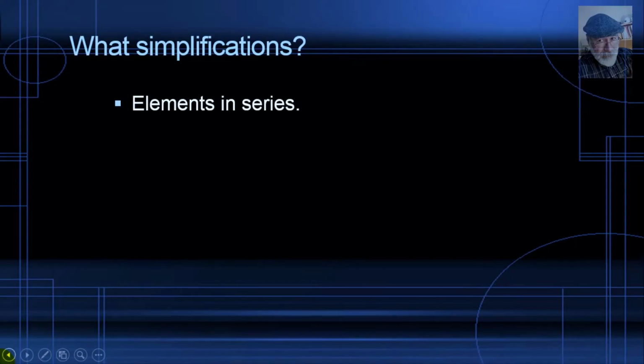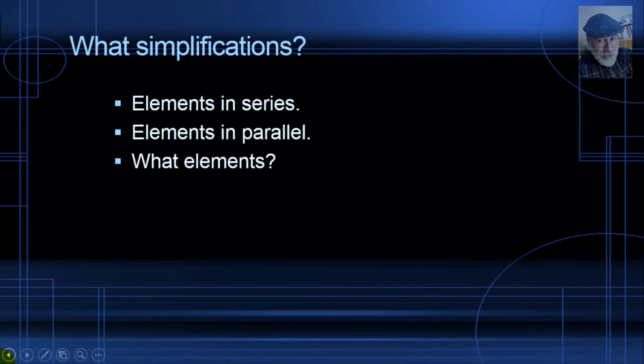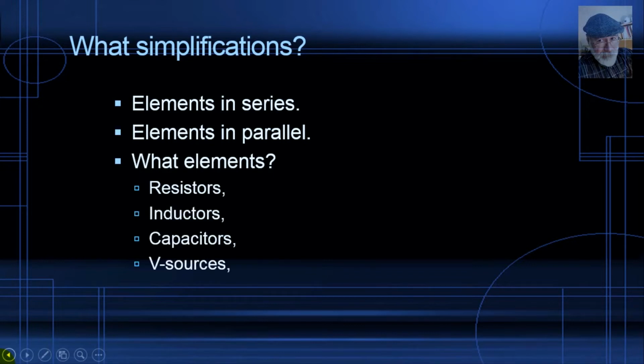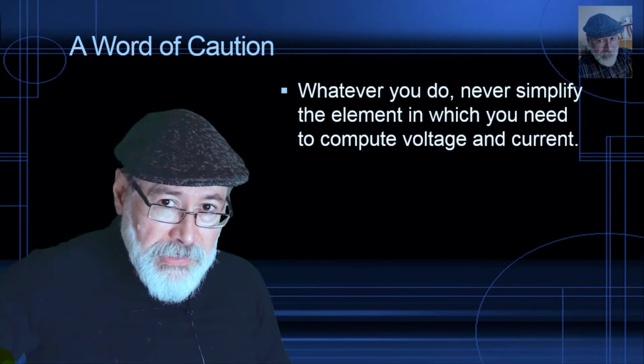Let's begin. What simplifications? Elements in series we simplify, elements in parallel we also simplify. But what elements? Well, the usual resistors, inductors, capacitors, but also voltage sources and current sources. A word of caution to you all. Whatever you do, never simplify the element in which you need to compute the voltage and the current.